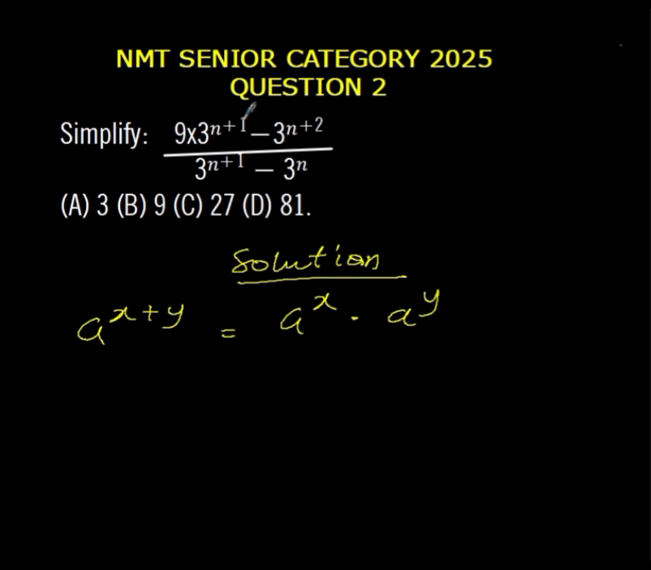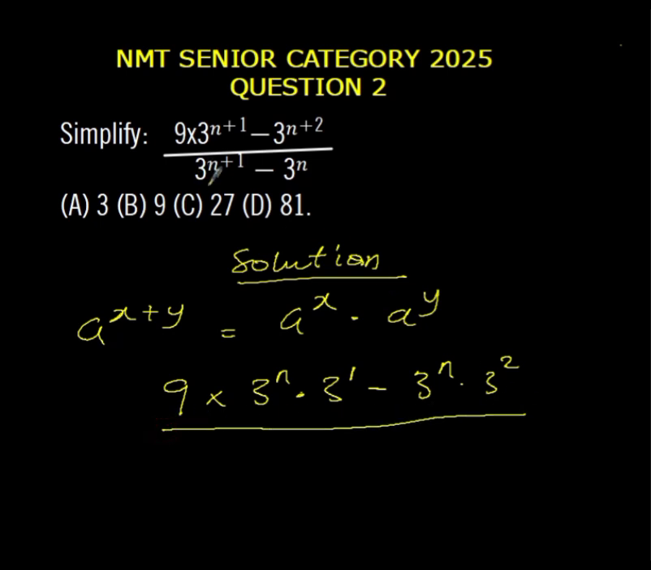So if we apply this law to what we have in the question, it means that 9 times 3 raised to power n plus 1 can be written as 9 times 3 raised to power n times 3 raised to power 1, minus the same thing for 3 raised to power n plus 2, which is 3 raised to power n times 3 raised to power 2, all over. We'll do the same thing for the denominator: 3 raised to power n times 3 raised to power 1 minus 3 raised to power n. So now that we have this expression, what can we do next?